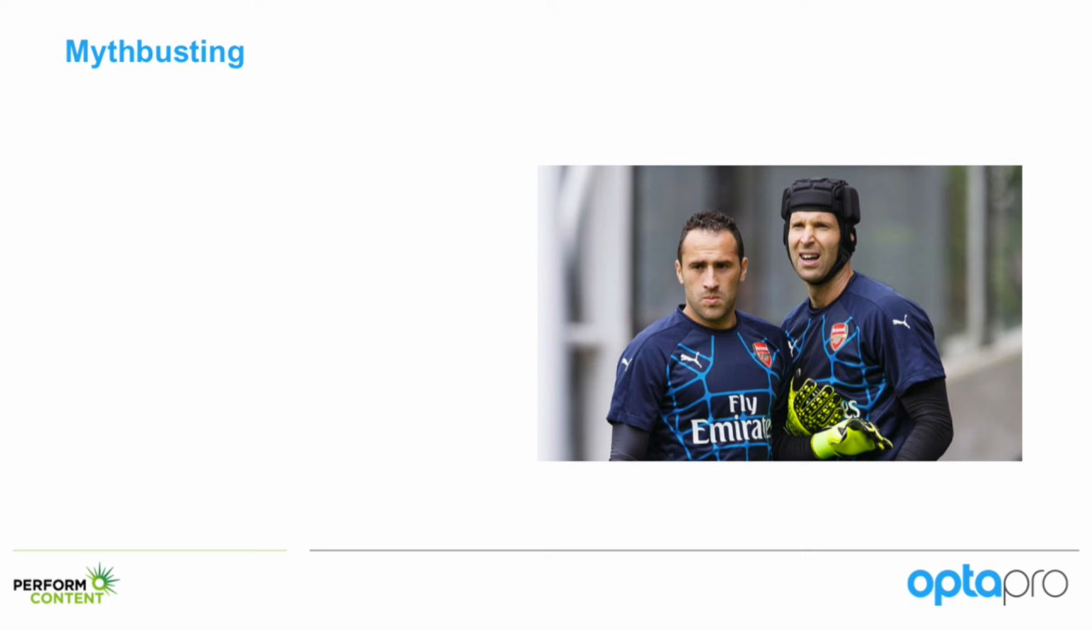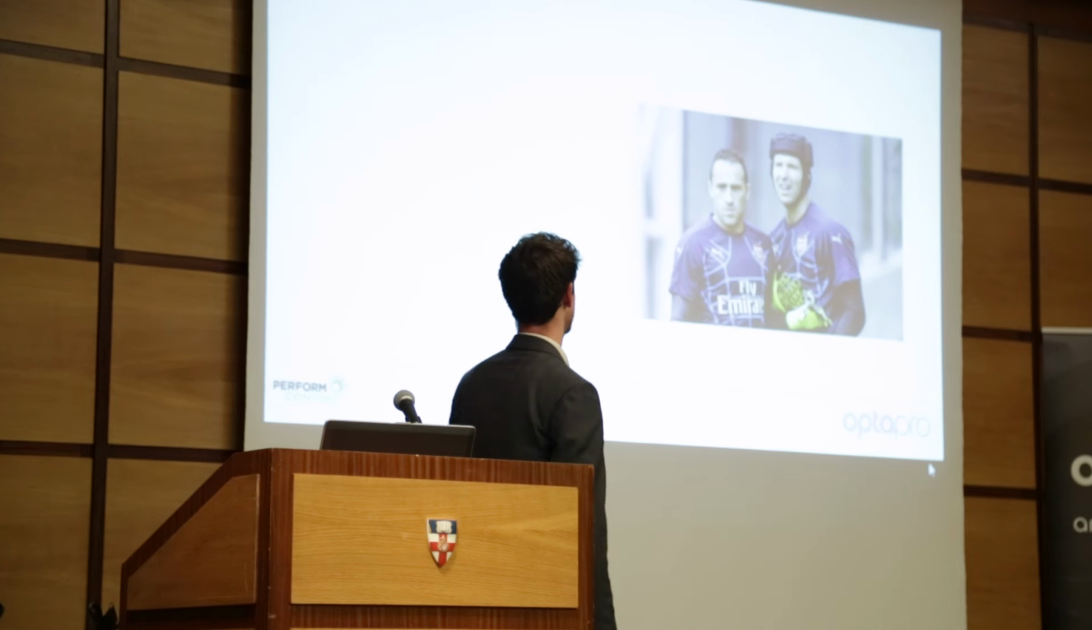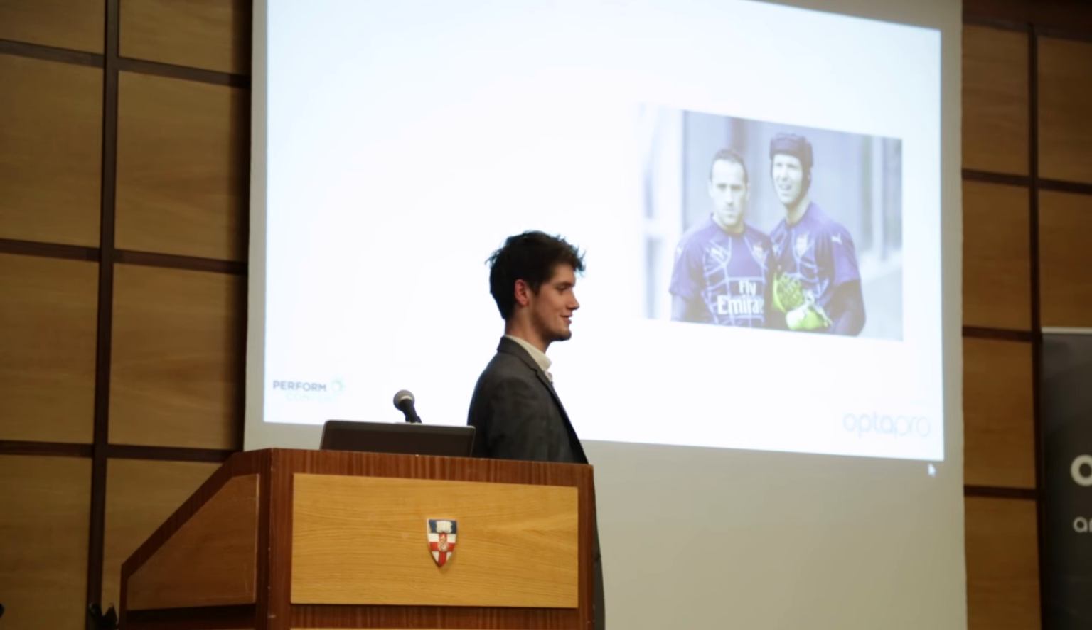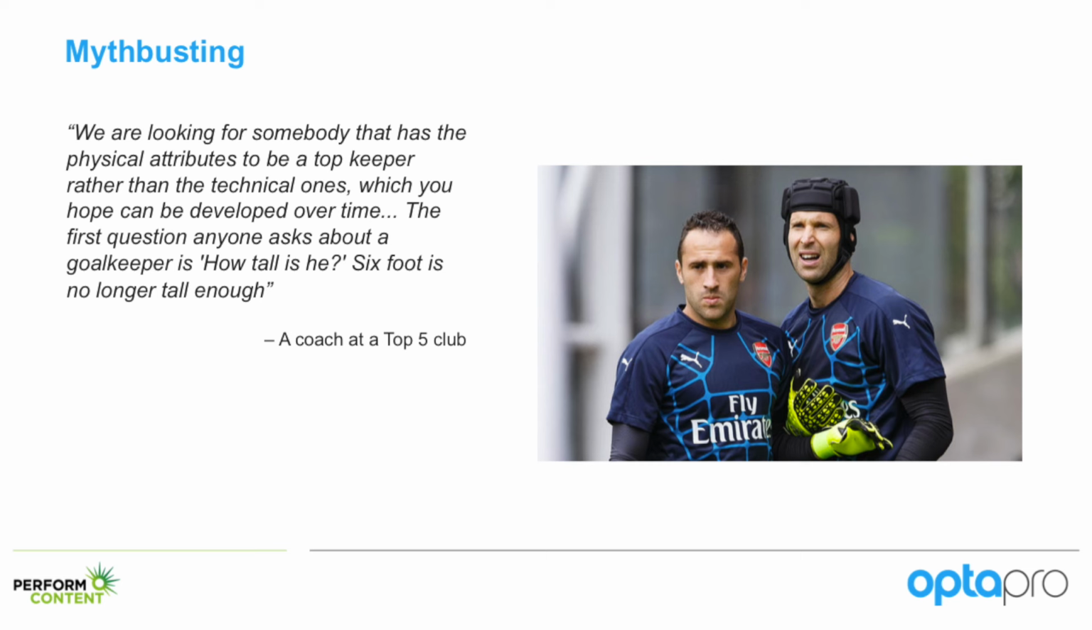So now we come on to a slide which features the first application of this research, which regards the common perception that David Ospina is too short to be a goalkeeper. We have a quote here which I drew from the Secret Footballer article in The Guardian from a few years ago, when he said that he spoke with a coach. He only said at the top 5 clubs, so we might have made it up. But the coach said that they value physical attributes over technical attributes when they're looking for a keeper, and 6 foot is no longer tall enough.